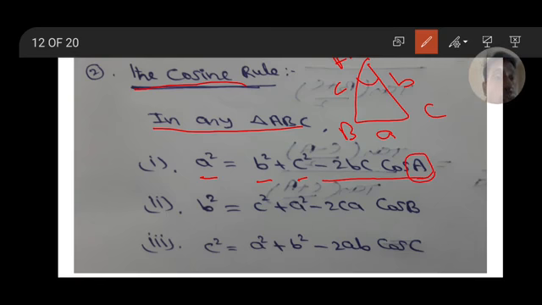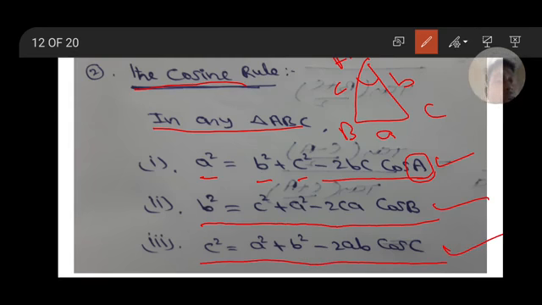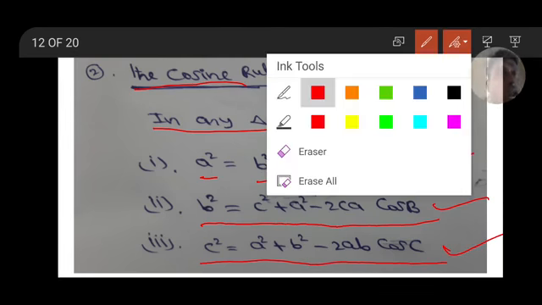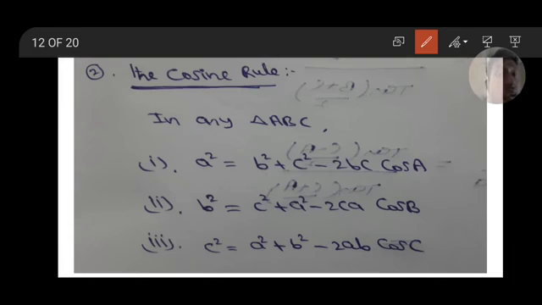This capital A is the angle. a square equals b square plus c square minus 2bc cos A, this is one relation, and b square equals c square plus a square minus 2ca cos B is another relation, and c square equals a square plus b square minus 2ab cos C is the other relation. These three relations are called the cosine rule.